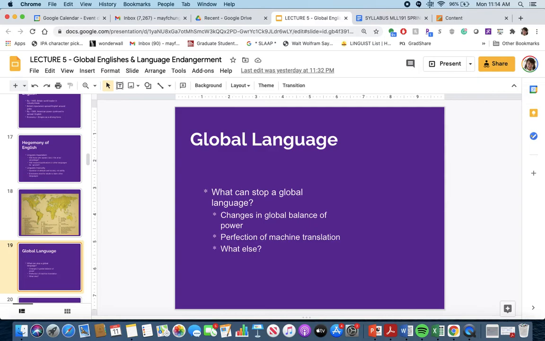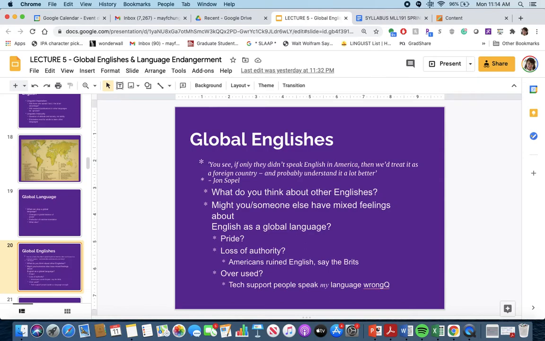So you'd be saying something in English and someone can translate it, but that isn't necessarily what you mean. So these are very different, and I really don't think English is going to stop being a global language anytime soon.